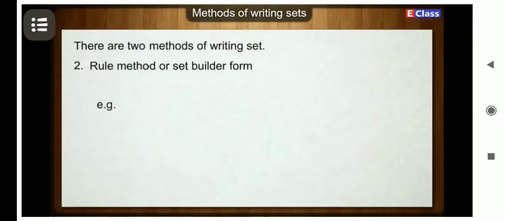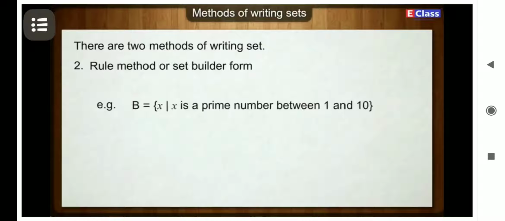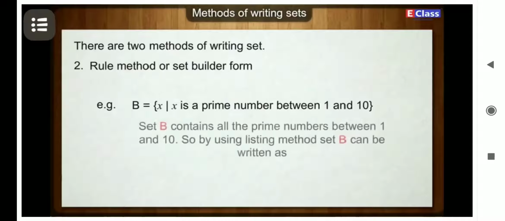Another example: B = {x | x is a prime number between 1 and 10}. Set B contains all the prime numbers between 1 and 10. So, by using the listing method, set B can be written as B = {2, 3, 5, 7}.